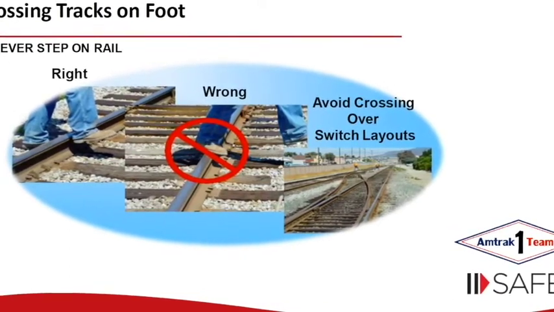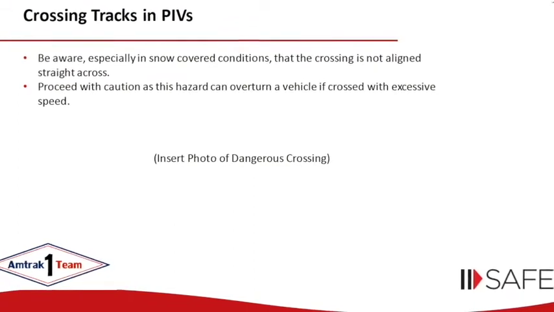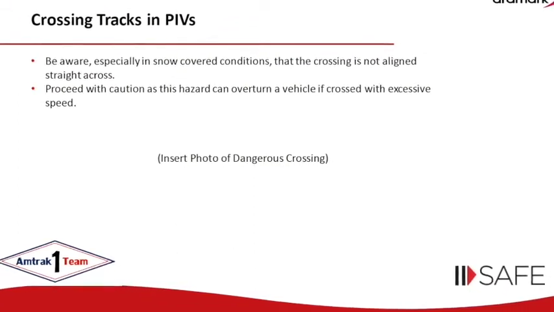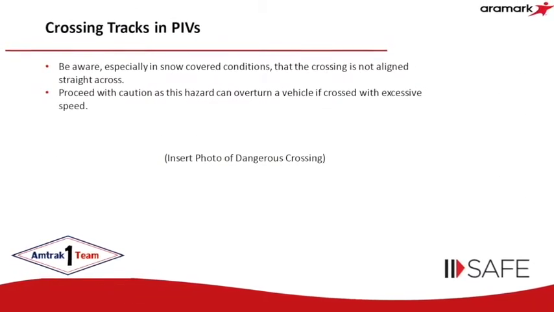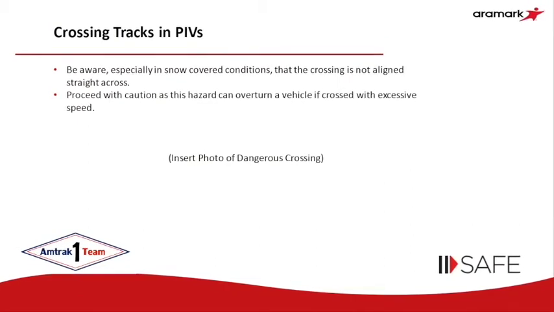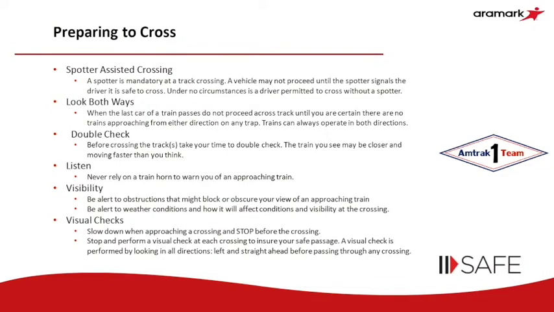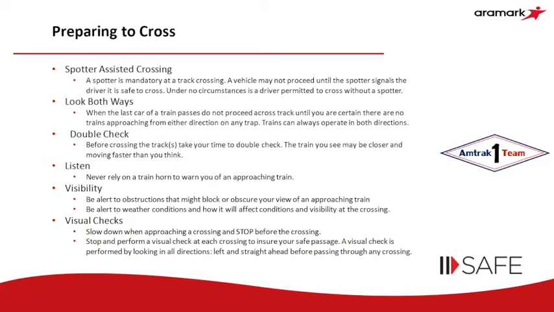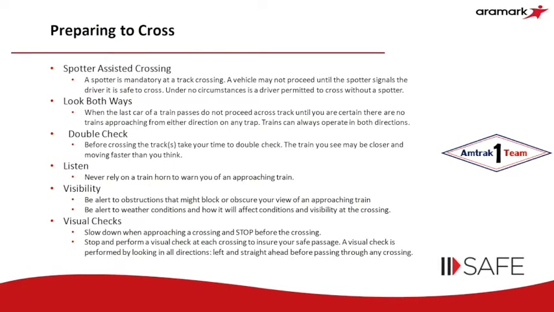Crossing tracks in PIVs. Be aware, especially in snow-covered conditions, that the crossing is not a line straight across. Proceed with caution, as this hazard can overturn a vehicle if crossed with excessive speed. Preparing to cross. Spotter-assisted crossing. A spotter is mandatory at a track crossing. A vehicle may not proceed until the spotter signals the driver that it is safe to cross. Under no circumstances is a driver permitted to cross without a spotter.